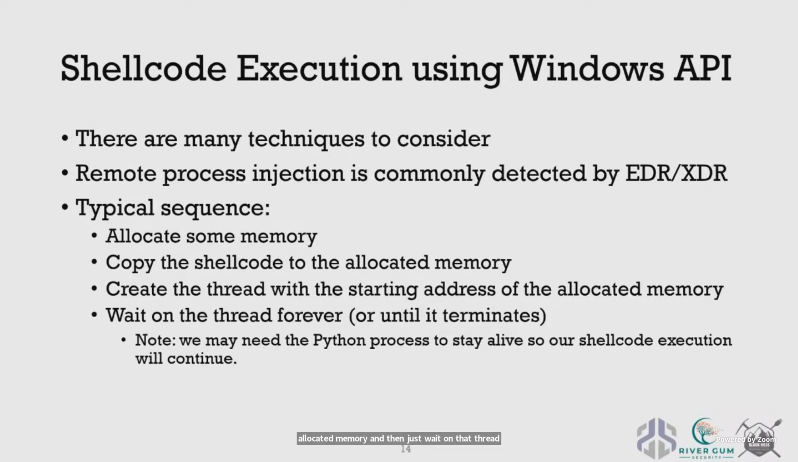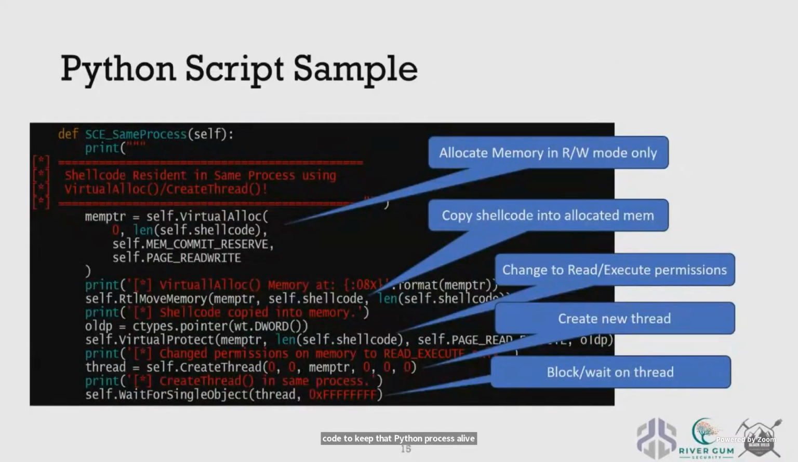We may need some code, depending on how the shellcode is constructed, to keep the Python process alive so our shellcode execution will continue. That's kind of context dependent. Most shellcode, if it's a C2 channel, is going to block, and that wait on the thread forever part of the API call will stop us from having to write any other arbitrary code to keep that Python process alive. Here is an example of how to do this in Python.